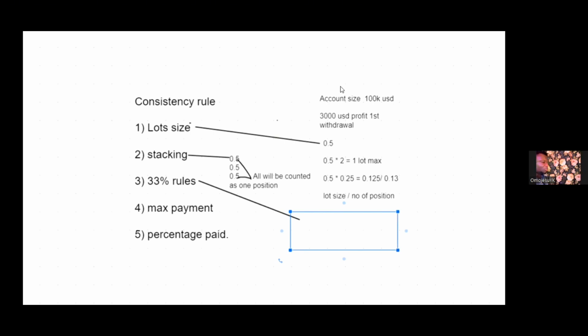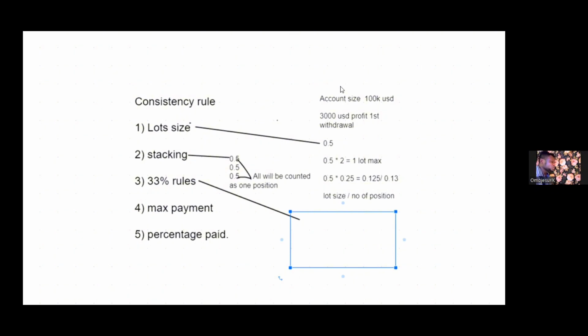Do you understand? But if you make a profit of 0.5, what is 33% of 3,000? That's 3,000 divided by 100 times 33. The maximum profit they expect you to make on a position is 990 USD on one position. If you make 990 USD and you withdraw 3,000, they will pay you. But if you withdraw below 3,000 and you make 990 on a position, they will not pay it.